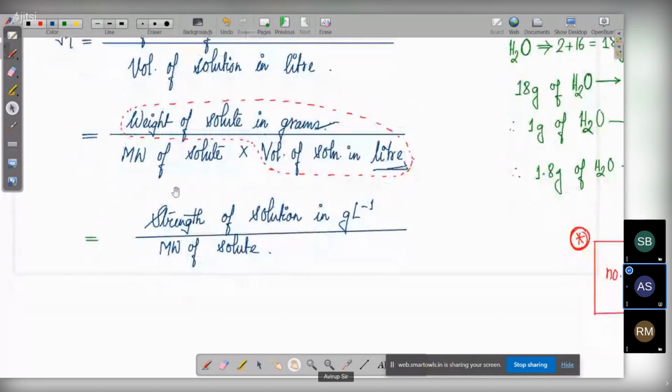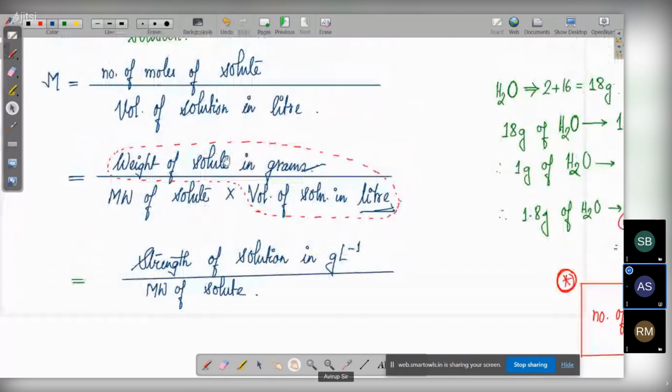Okay, and the final formula that you can write over here is this. They will not always give us the volume of solution in liter. They might tell us 100 milliliter, 50 milliliter. So instead of telling us the volume of solution in liter, they might tell us the volume of solution in milliliter. That can also happen. So then what do you do?